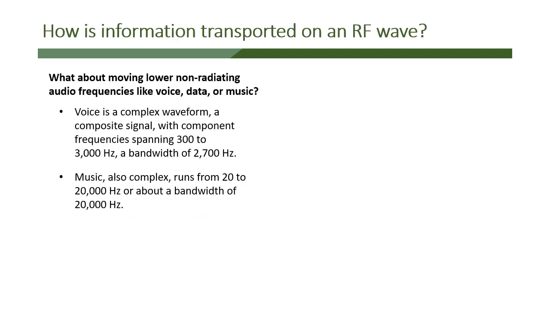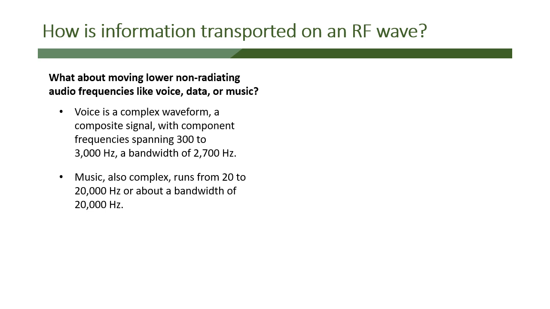So let's go back to how information is transported on an RF wave. What about moving lower non-radiating audio frequencies like voice, data, or music? Now, voice is a complex waveform. It's a composite signal with component frequencies spanning 300 to 3000 hertz. That's a bandwidth of 2700 hertz, or 3000 minus 300. That's how wide the frequency span is going to be if it's going to be reproduced with enough fidelity for people to hear it clearly. Music, on the other hand, is also a complex wave, but it runs from 20 to 20,000 hertz, which is a bandwidth of about 20,000 hertz.